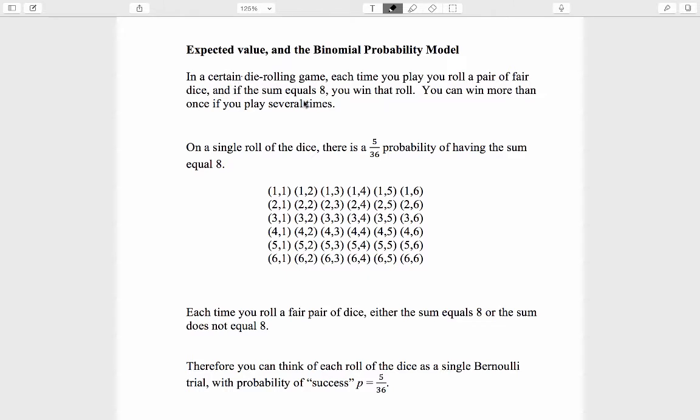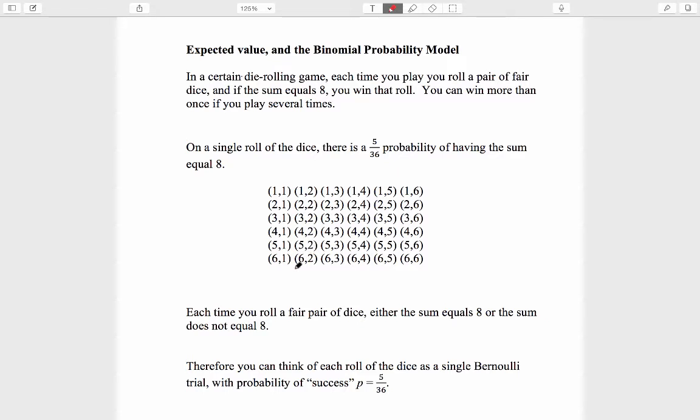In a certain die rolling game, each time you play, you roll a pair of fair dice, and if the sum equals 8, you win that particular roll, and you can win more than once if you play several times. Because these are fair dice, we were able to reason out that on a single roll of the dice, there is a 5/36 probability of having the sum equal 8.